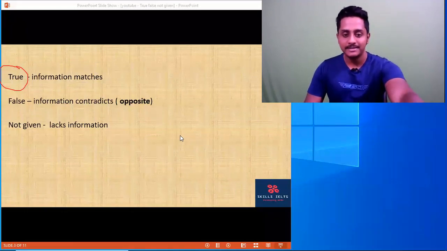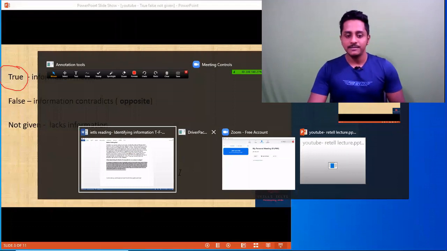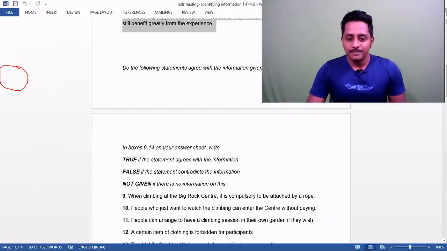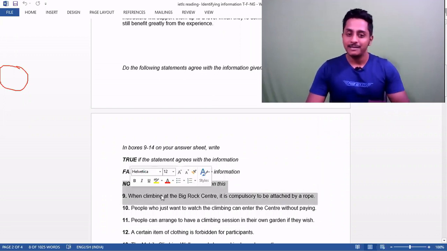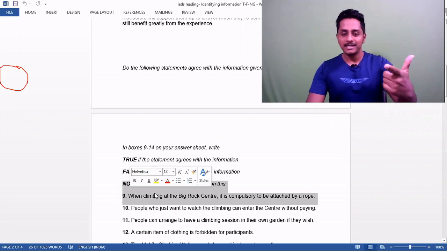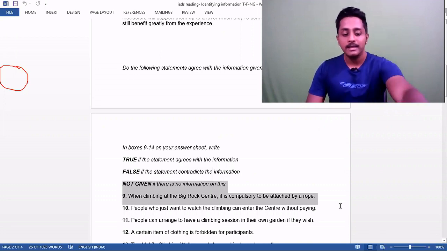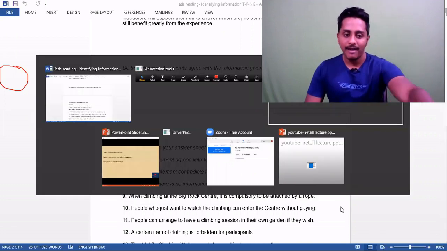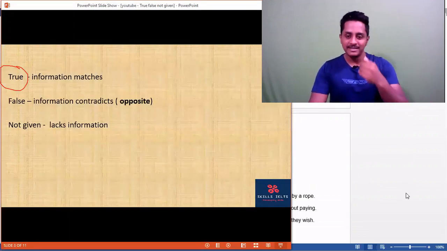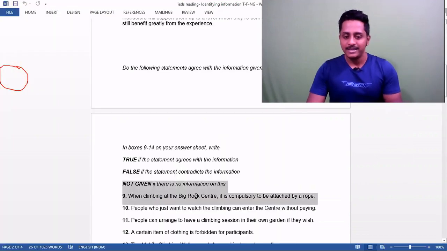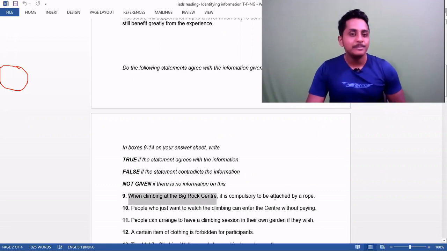It exactly matches the information. So this was the statement given here: when climbing at the big rock center, it is compulsory to be attached by a rope. If something like that is written in the first paragraph, then you say true. Getting it? If you have to say false, that means it is the opposite of the information given. This is the information: when climbing at the big rock center, it is compulsory.